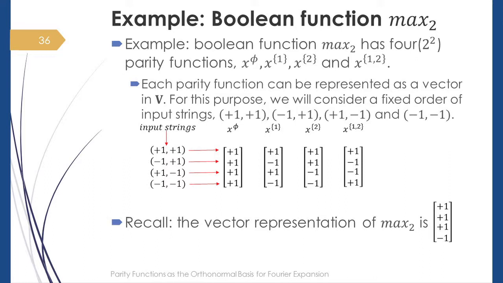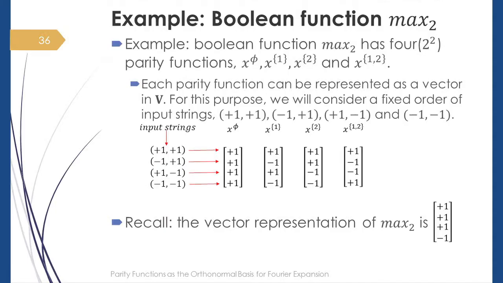Each parity function, as we just discussed, can be written as a vector in the space V, and without further ado, I will just claim that below each of the x phi, x1, x2, x12 values, we have simply written down what those column vectors are, which are the vector representations of those particular Boolean functions. I would say that it is not only straightforward, but perhaps even trivial to deduce that these are the vector representations, and the corresponding inputs that drive each element of the column vector are shown to your left. Okay? So, now we have this vector representation where max2 itself has a representation of +1, +1, +1 and -1.